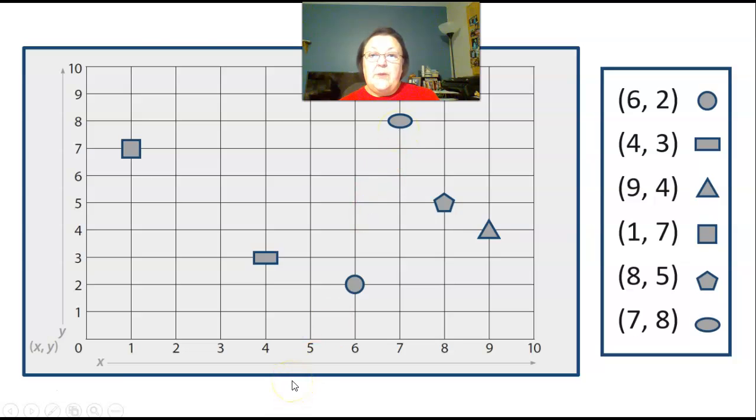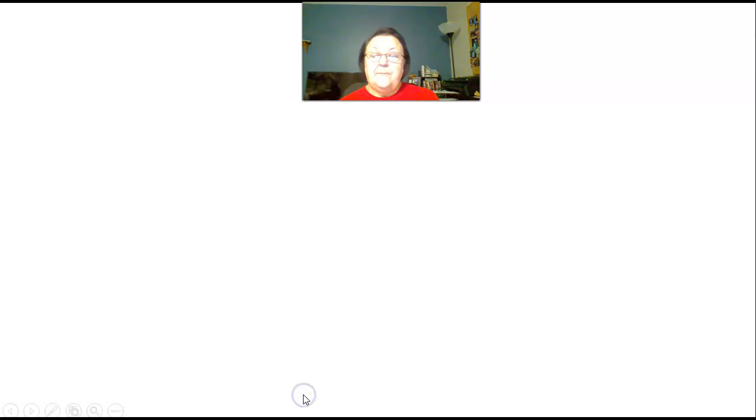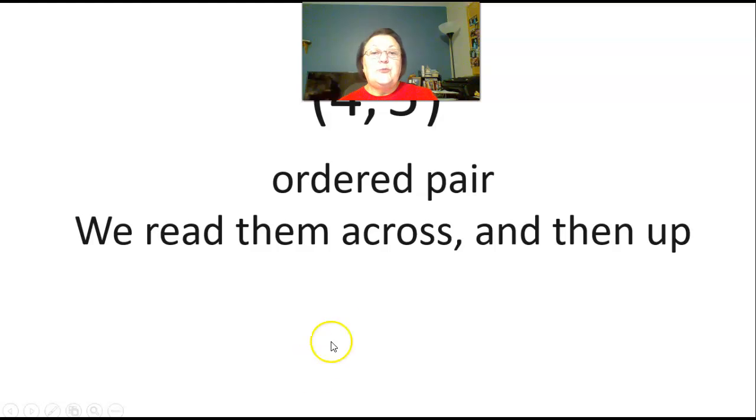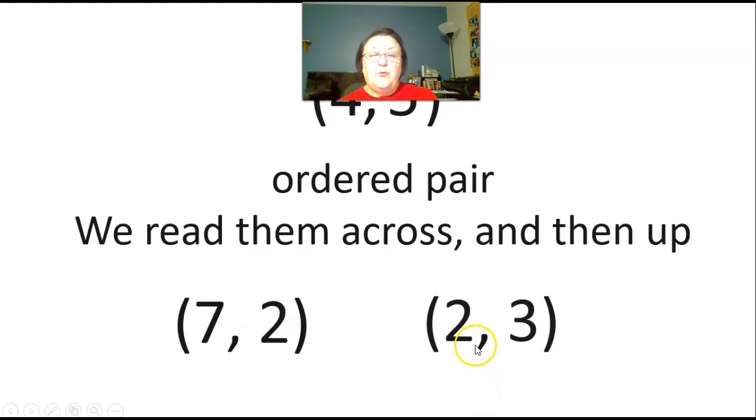Okay, so if you remember that key thing, across and then up, X, Y. Do X first and then do Y. Okay, so writing an ordered pair, we put the parentheses, the number, a comma, the number, and a parentheses. This is called an ordered pair. We read them across and then up. Here's the ordered pair 7, 2. And here's how you would write an ordered pair 2, 3.